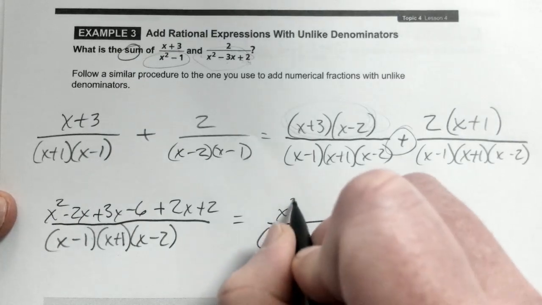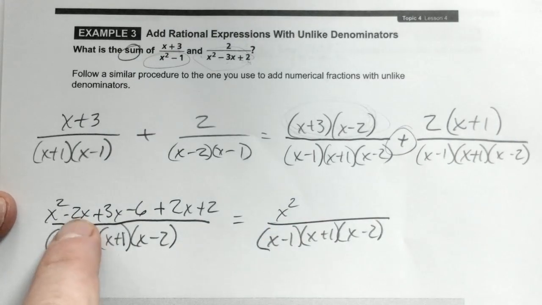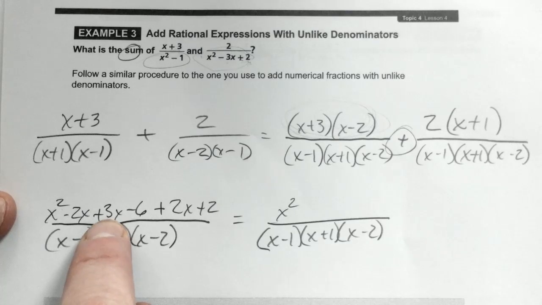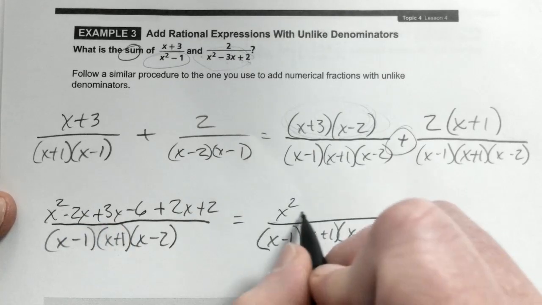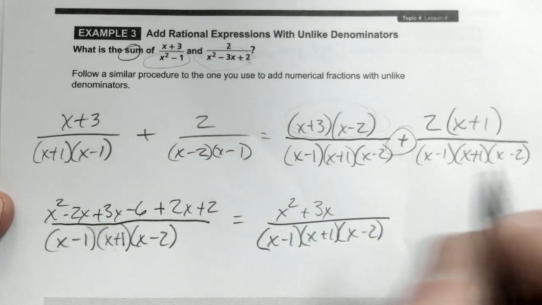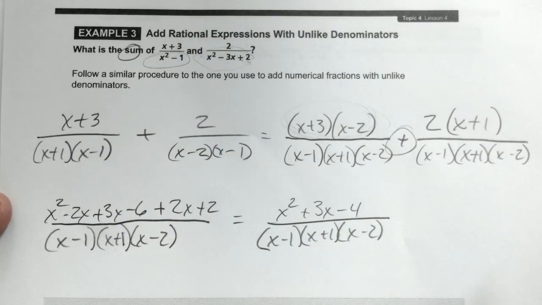Yeah, negative 2x plus 3x is 1x. 1x plus 2x is a positive 3x. Good? Minus 4. Great job. Good job, Lillian.